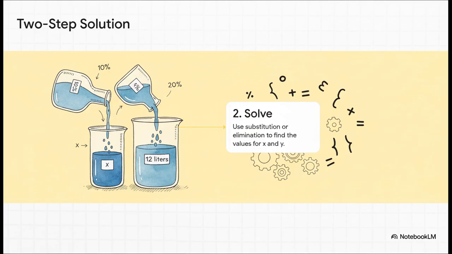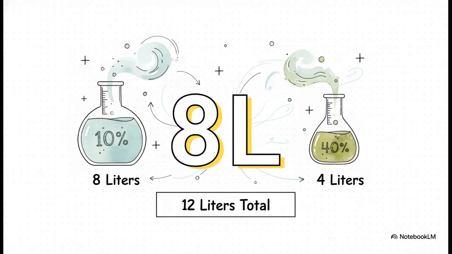All that's left is to solve the system. So you go ahead and solve that system, and boom, you find out that X equals 8. That means we need 8 liters of that weak 10% solution. And hey, if the total is 12, that means we must need 4 liters of the stronger 40% stuff. Simple as that. First one, done and dusted.